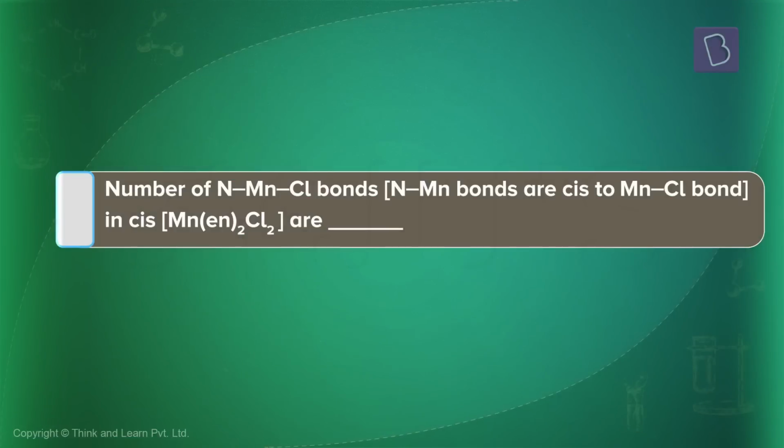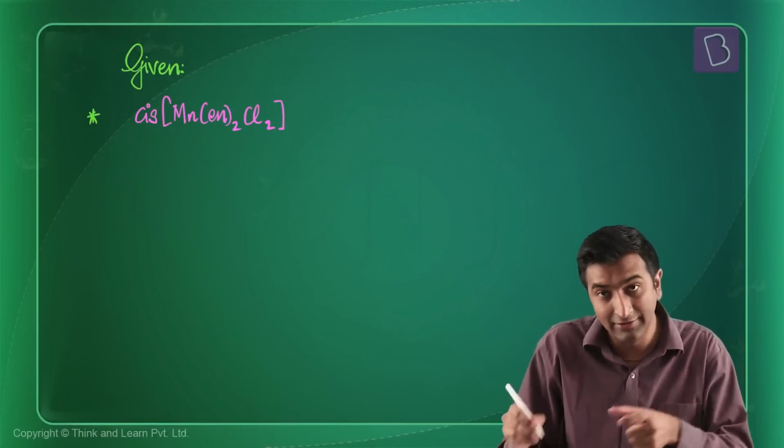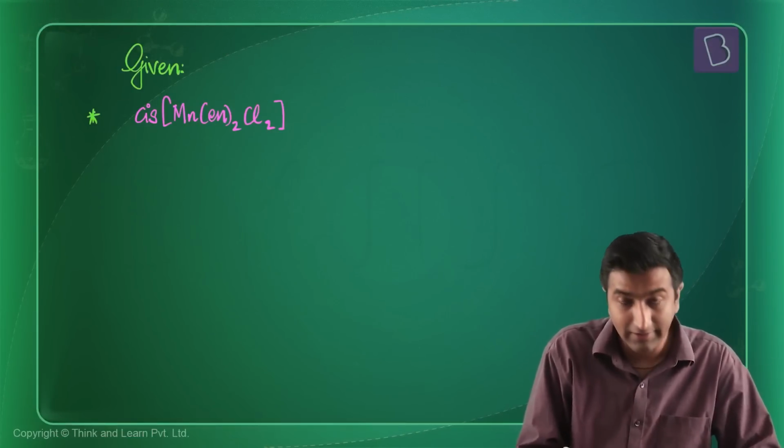Here's a question that will have a numerical input as the answer. This is from inorganic chemistry, and the question says: number of N-Mn-Cl bond angles, where the Mn-N bonds are cis to the Mn-Cl bond, in cis-[Mn(en)2Cl2]. How many are these? So that's the question. What's given to us is that the compound you want to work with is cis-[Mn(en)2Cl2]. This is ethylene diamine.